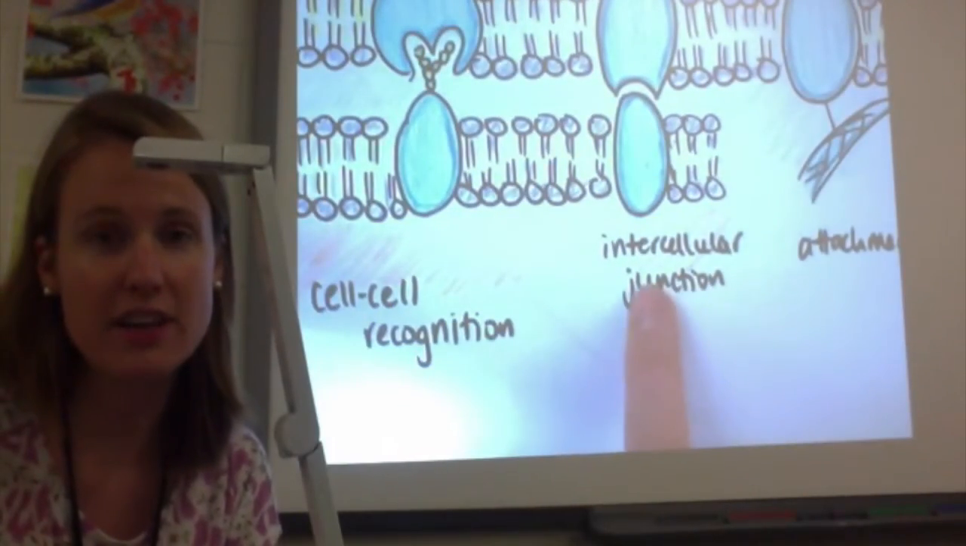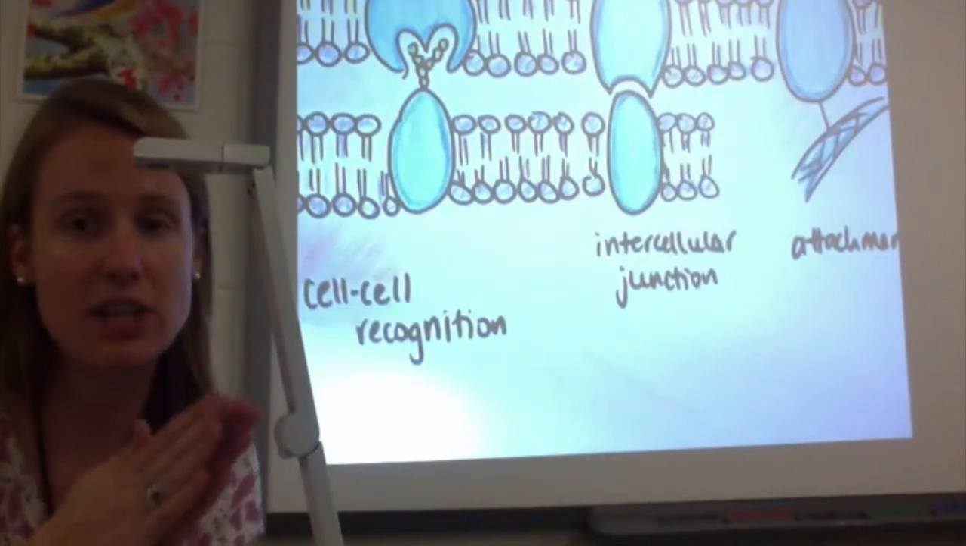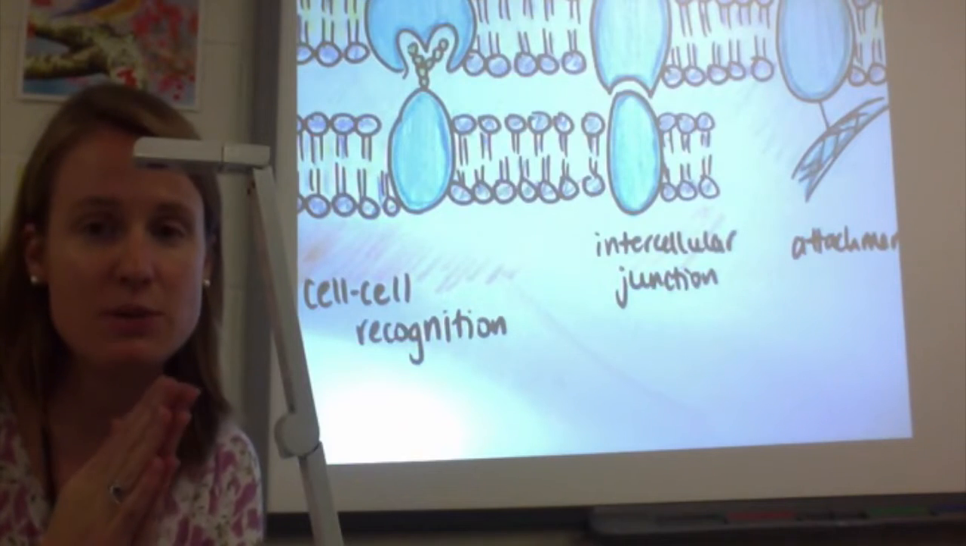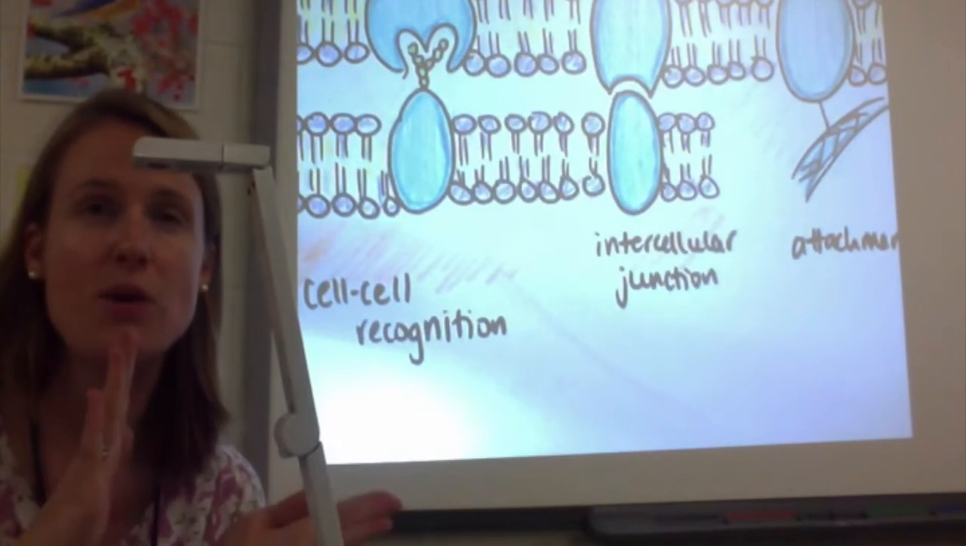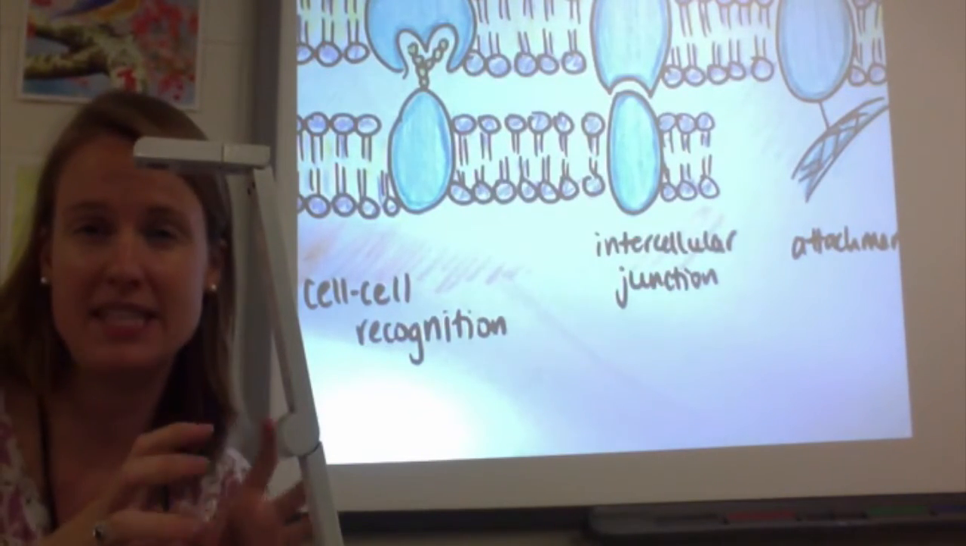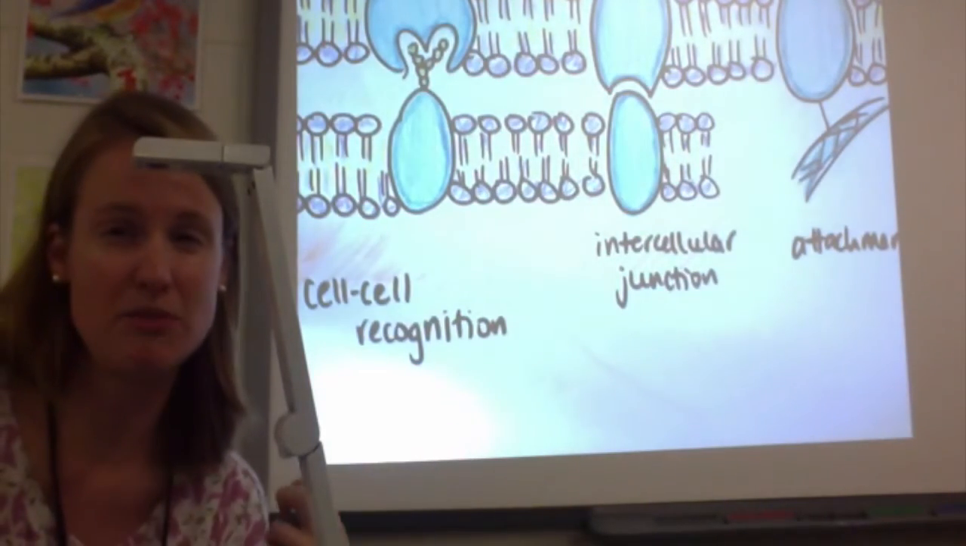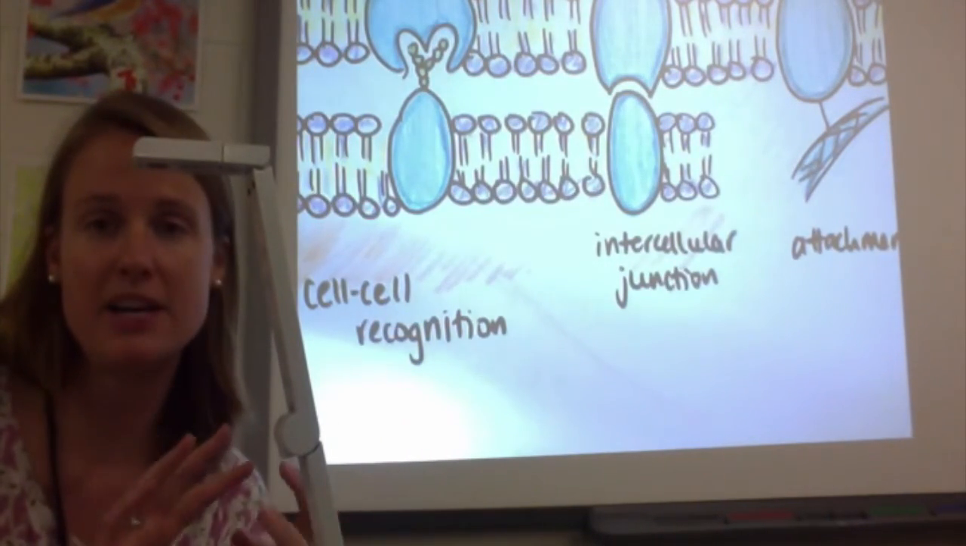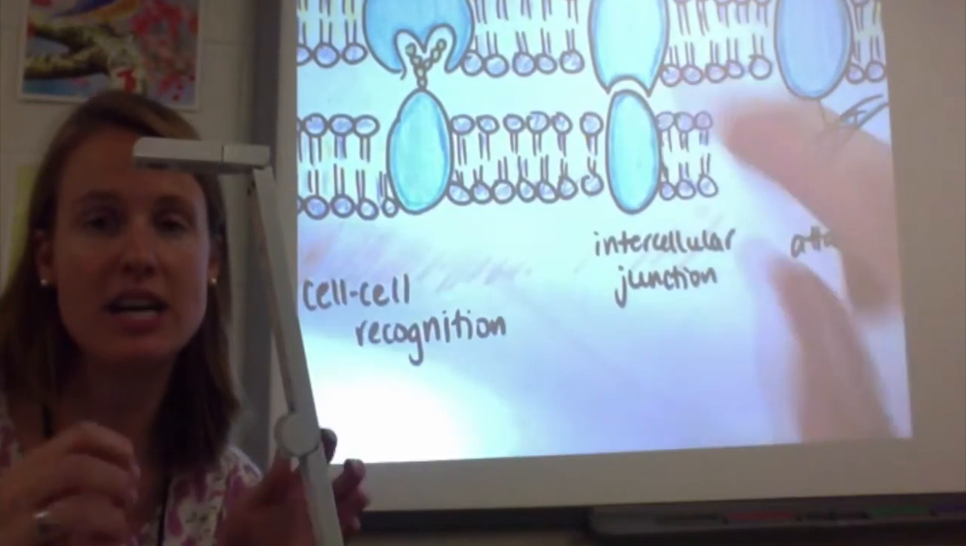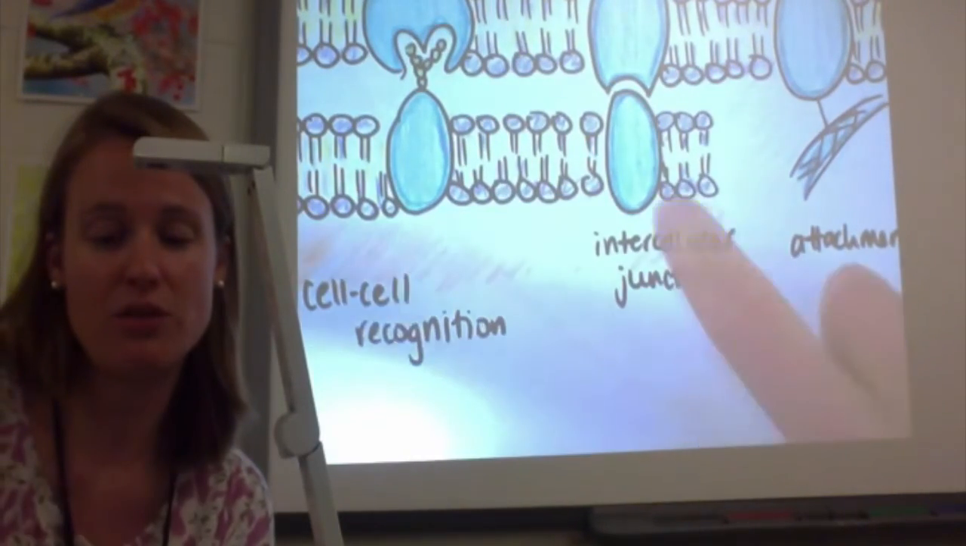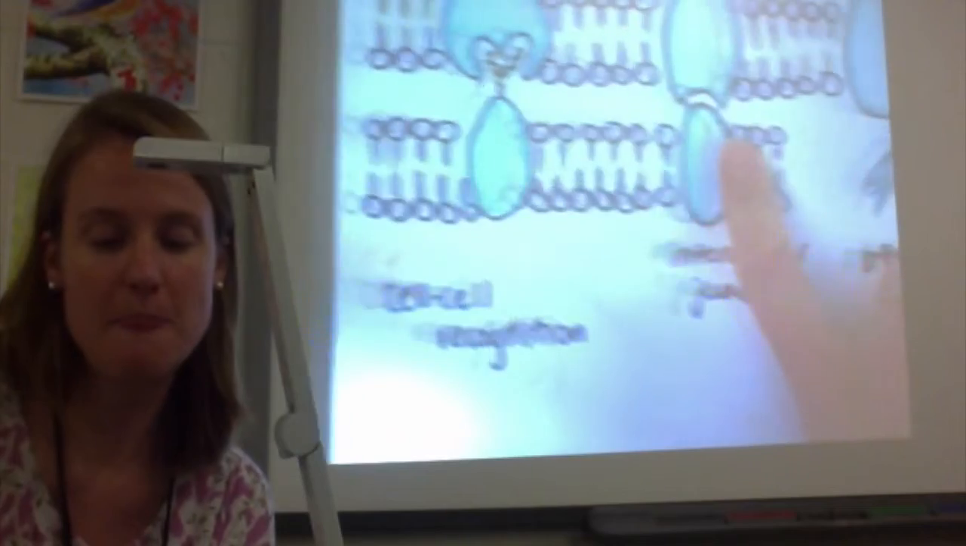There's also intercellular junctions. So if cells need to stay really closely next to each other, like in your small intestine, where you don't want the stuff that's going through your intestine to just be able to flow into your bloodstream, you want that barrier, so there's a filter. The cells are connected really close with each other through an intercellular junction.